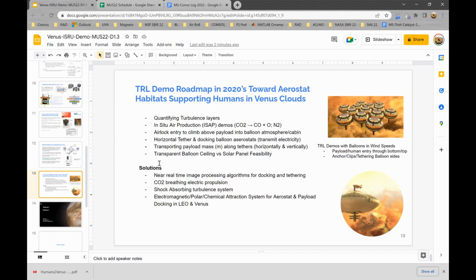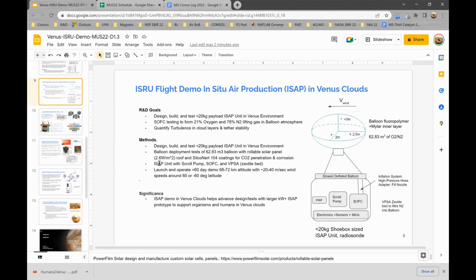So here's another slide, kind of looking at the bigger picture, but before then, coming back here, in terms of we're still kind of exploring how such a design would integrate into the payload design, after the scroll pump and somewhere in here.